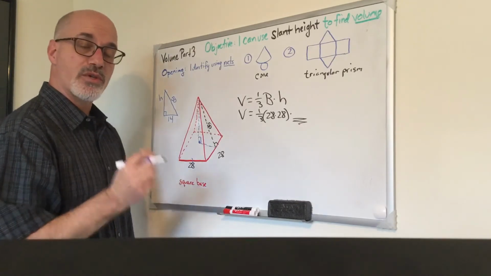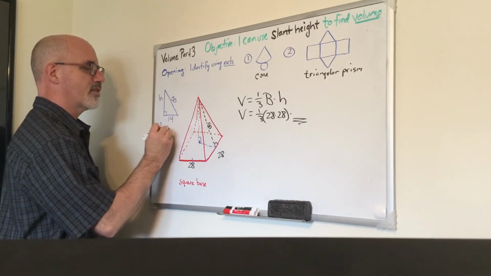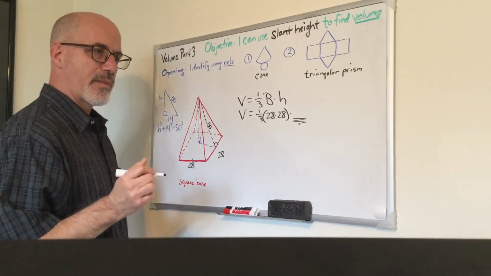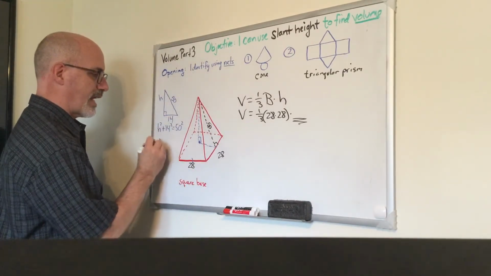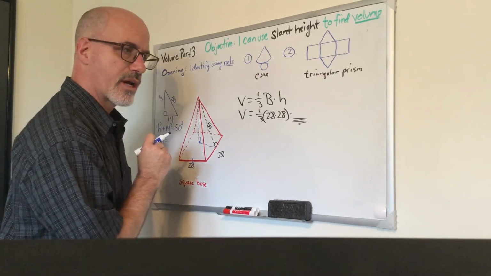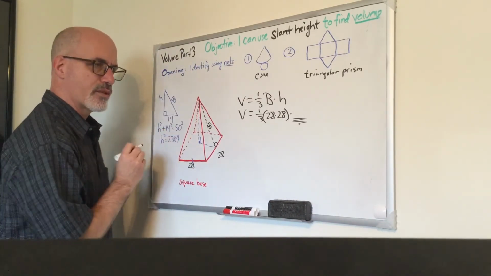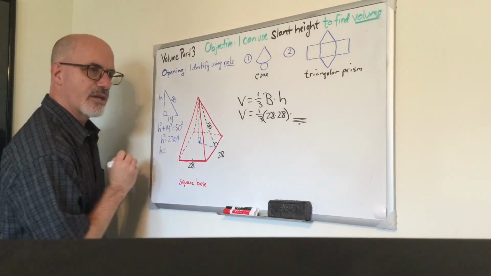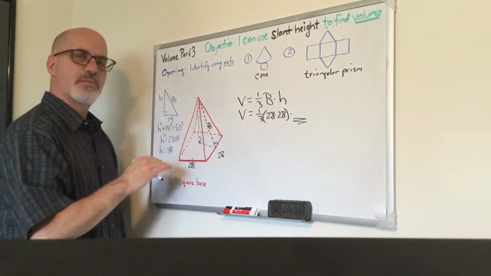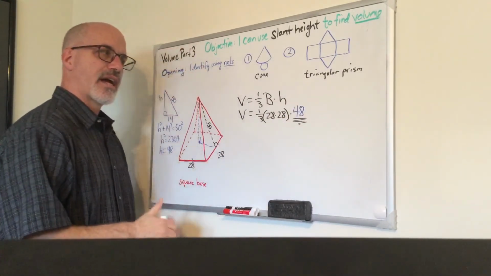Now we have a right triangle, so we can use the Pythagorean theorem. We can say h squared plus 14 squared is equal to 50 squared. Solving, h squared equals 50 squared minus 14 squared, which is 2,304. Take the square root of both sides, and I get h equal to 48. So the height of this pyramid is 48, and I can fill that in as my height.